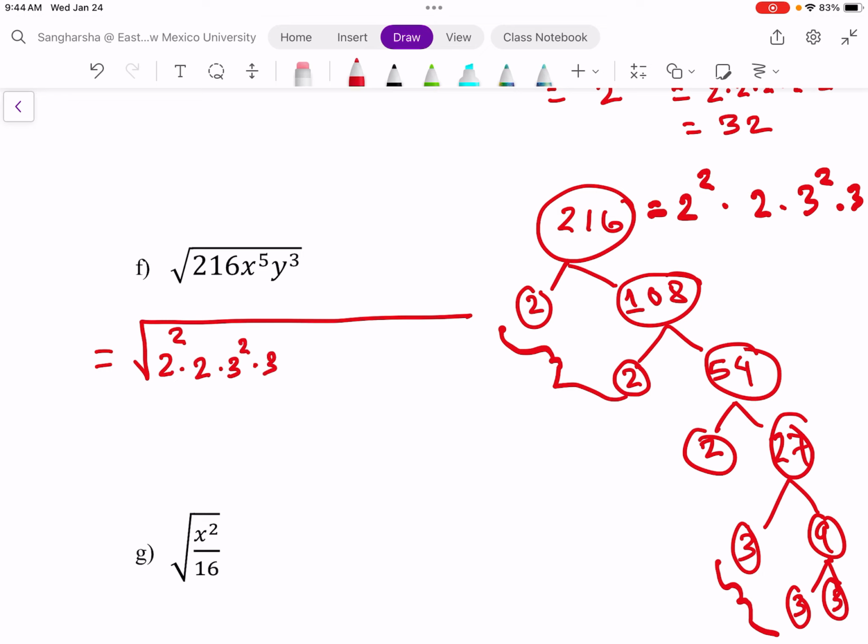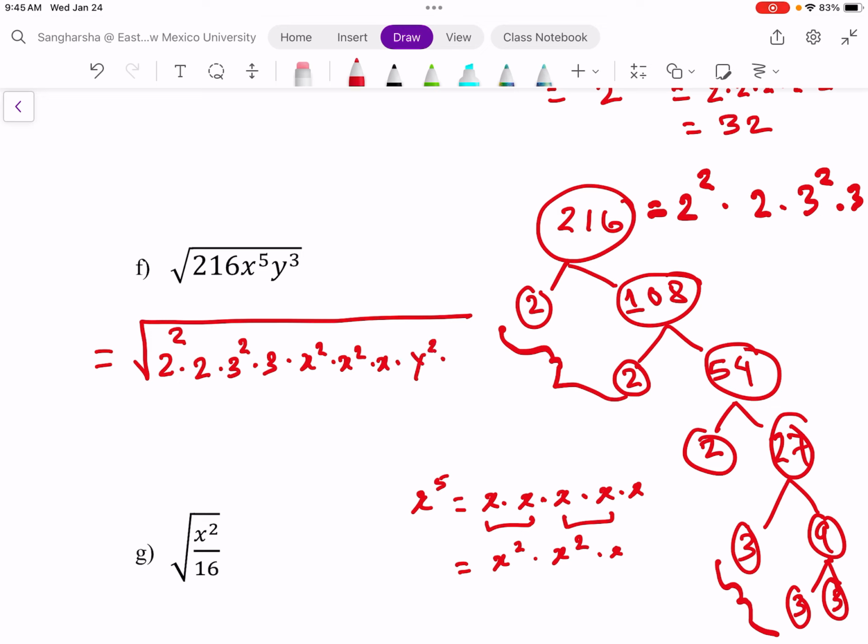Now what about x to the power 5? How can we rewrite x to the power 5? x to the power 5 is x times x times x times x times x. The index is 2, so let's make pairs of 2. So we have x times x, x times x. x times x is x squared, so we have x squared times x squared times x, and y cubed is y squared times y. The reason we are having exponent 2 is because the index is 2.